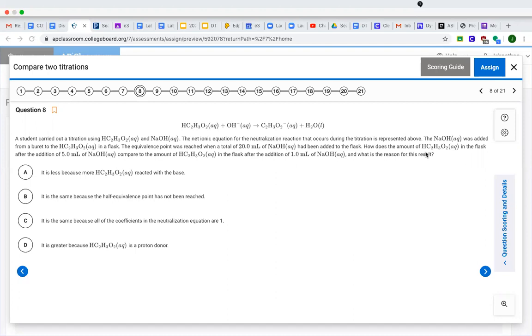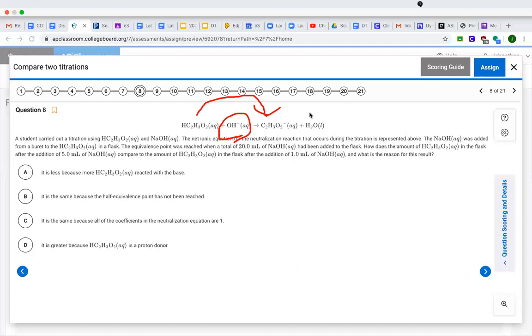Okay, let's go with Jacob. Jacob, what'd you get here? I got A. A, okay. Jacob, how'd you get A? I was thinking A because with the titration, as you're adding more HC2H3O2 to it, it's going to neutralize more of the base. That guy gets deprotonated and turns into acetate, okay?